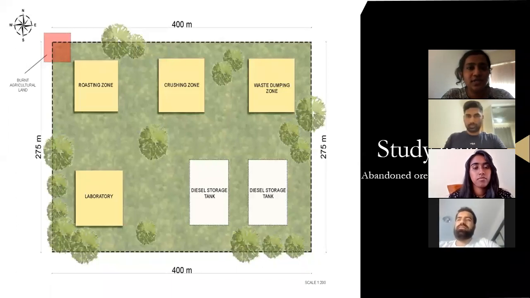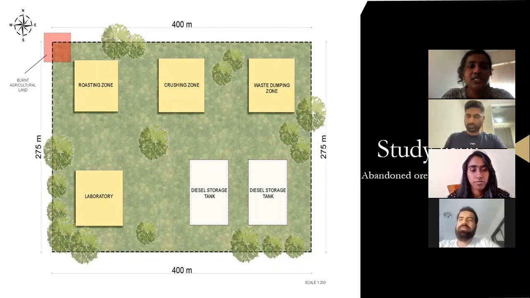Next, I'm going to introduce our study location. The site has been used for processing of ores and minerals. The unit has different zones for processing minerals, which include a roasting zone, crushing zone, and waste dumping zone. The site also has a laboratory building constructed of asbestos materials, particularly on the roof. The site has two above ground diesel storage tanks. Moreover, the northwest part of the site was used as agricultural land that was affected by bushfire. Hence, we have found that the location is heavily contaminated with four major pollutants, namely heavy metals, fuel hydrocarbons, asbestos, and ash from bushfire.